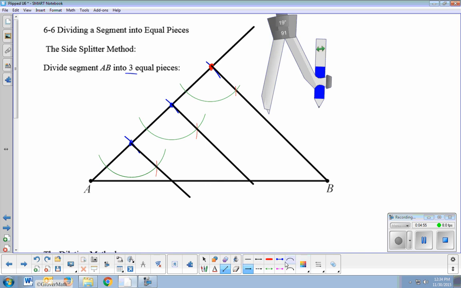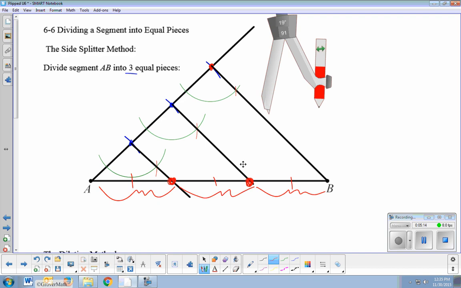And that's it. Take a look now at AB. We get a point here and a point here. So 1, 2, 3. These are 1, 2, 3 equal pieces. We divided segment AB into 3 equal sections. So what we did was we actually created parallel lines, because copying angles creates parallel lines here. That's why I called this original line a transversal.